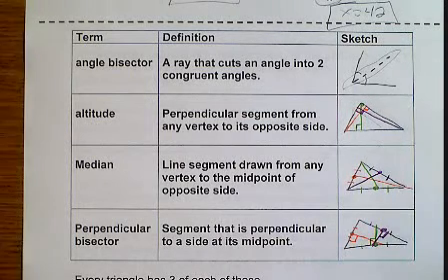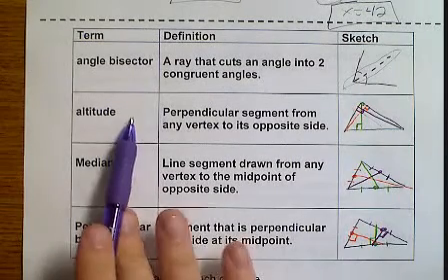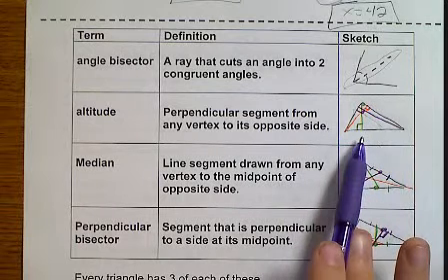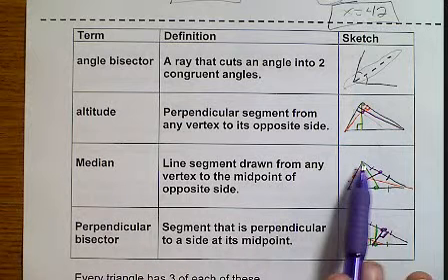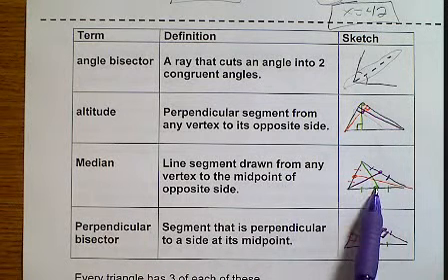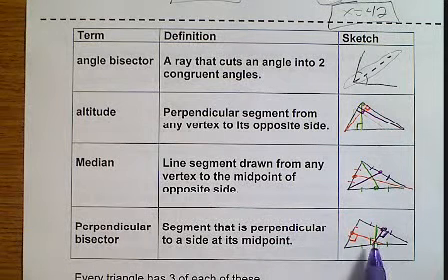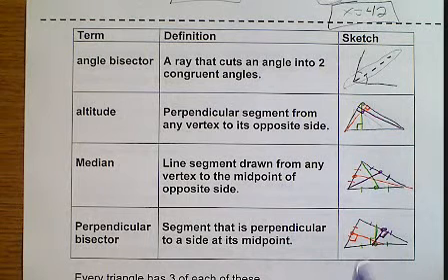And we make a right angle. So, our altitudes go from a vertex and make a right angle. Our medians go from a vertex and go to the middle. And perpendicular bisectors start at the middle and are perpendicular. They make a right angle. So, these three terms are different.